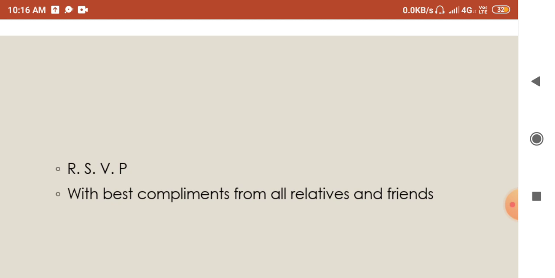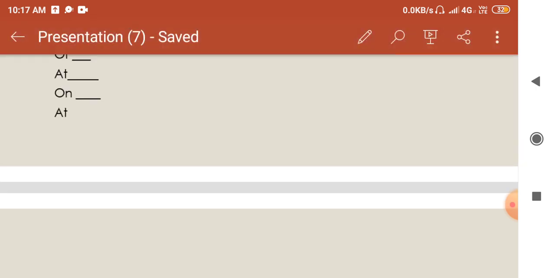On the bottom right hand side of your box, you can write with best compliments from all relatives and friends. It's not necessary that it has to come only in one line, it can come in most probably three lines. So, this is how you go about your formal invitation, right? Now, formal invitations can go like this.